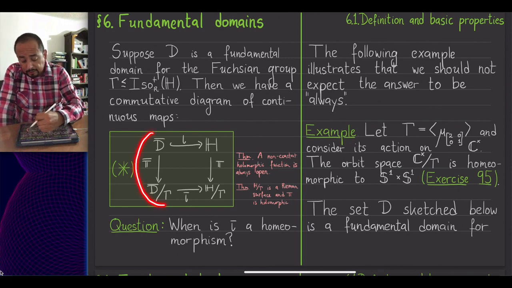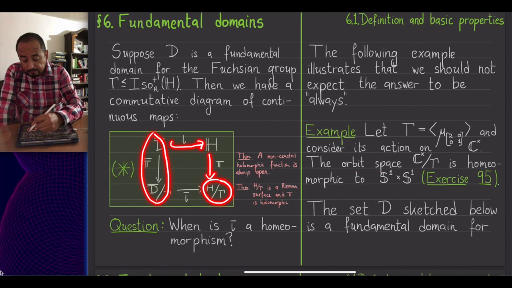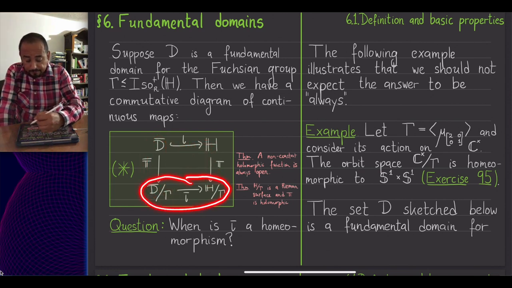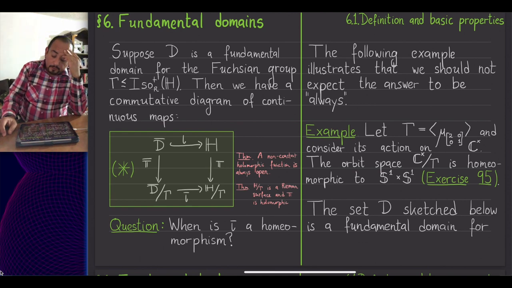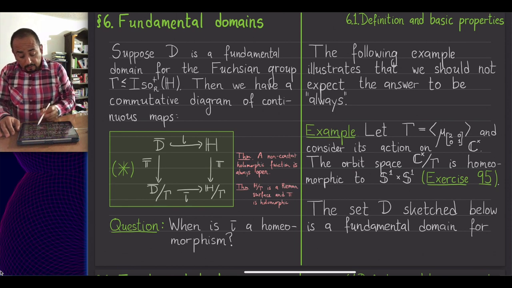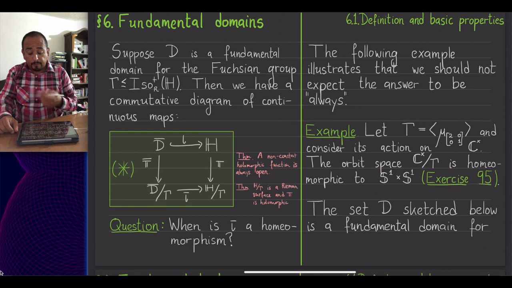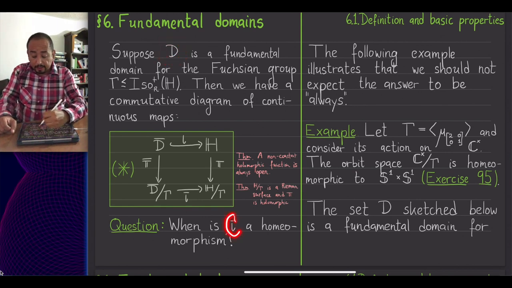Since this is an identification map, this inclusion induces a continuous function here, because this inclusion followed by the projection to the orbit space is obviously constant on the fibers of this map. If two points here are equivalent under gamma, then of course they are equivalent under gamma. So we have this continuous function. Our first question is, when is this map a homeomorphism? The first problem to solve is to give sufficient conditions, or necessary and sufficient, but at least sufficient conditions on D for iota bar to be a homeomorphism.